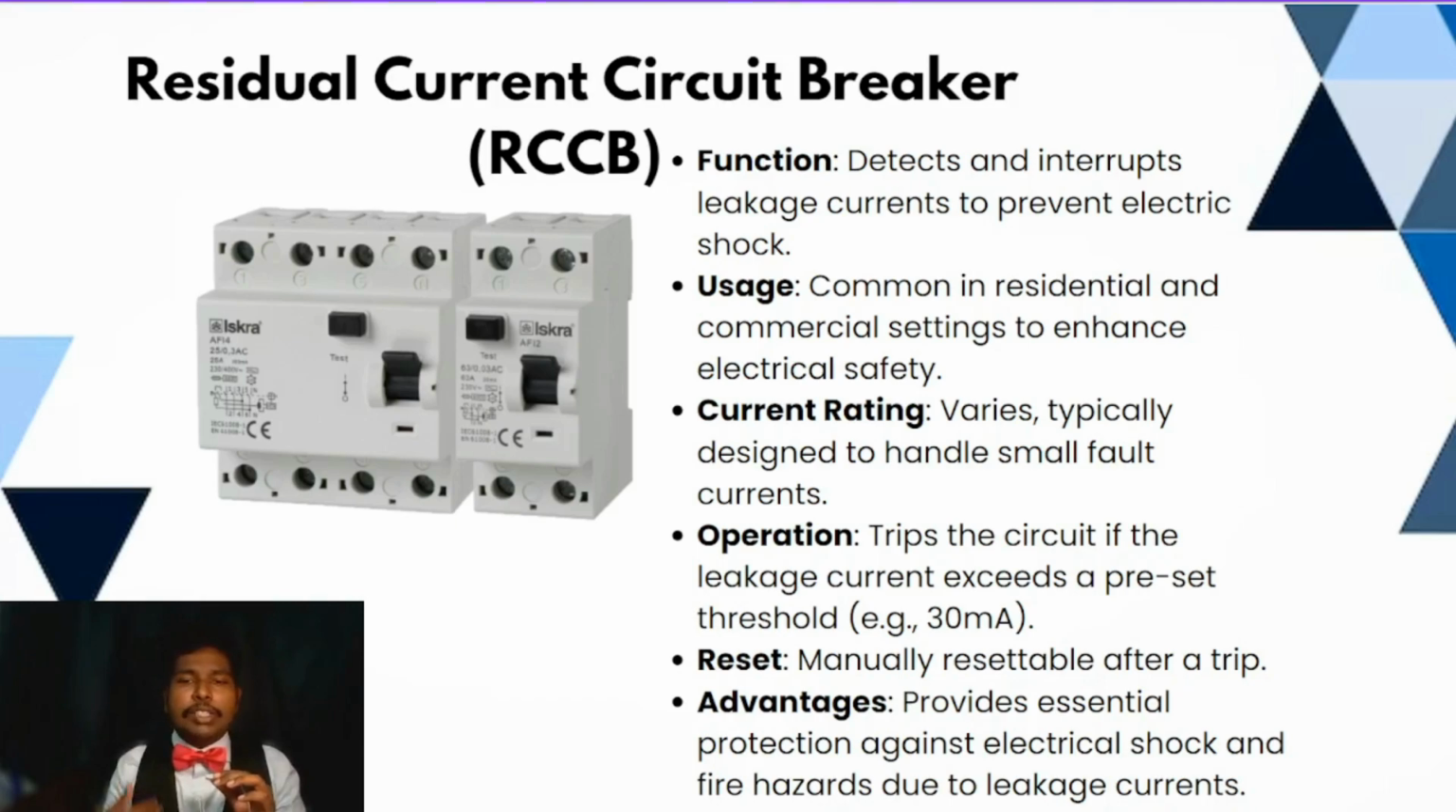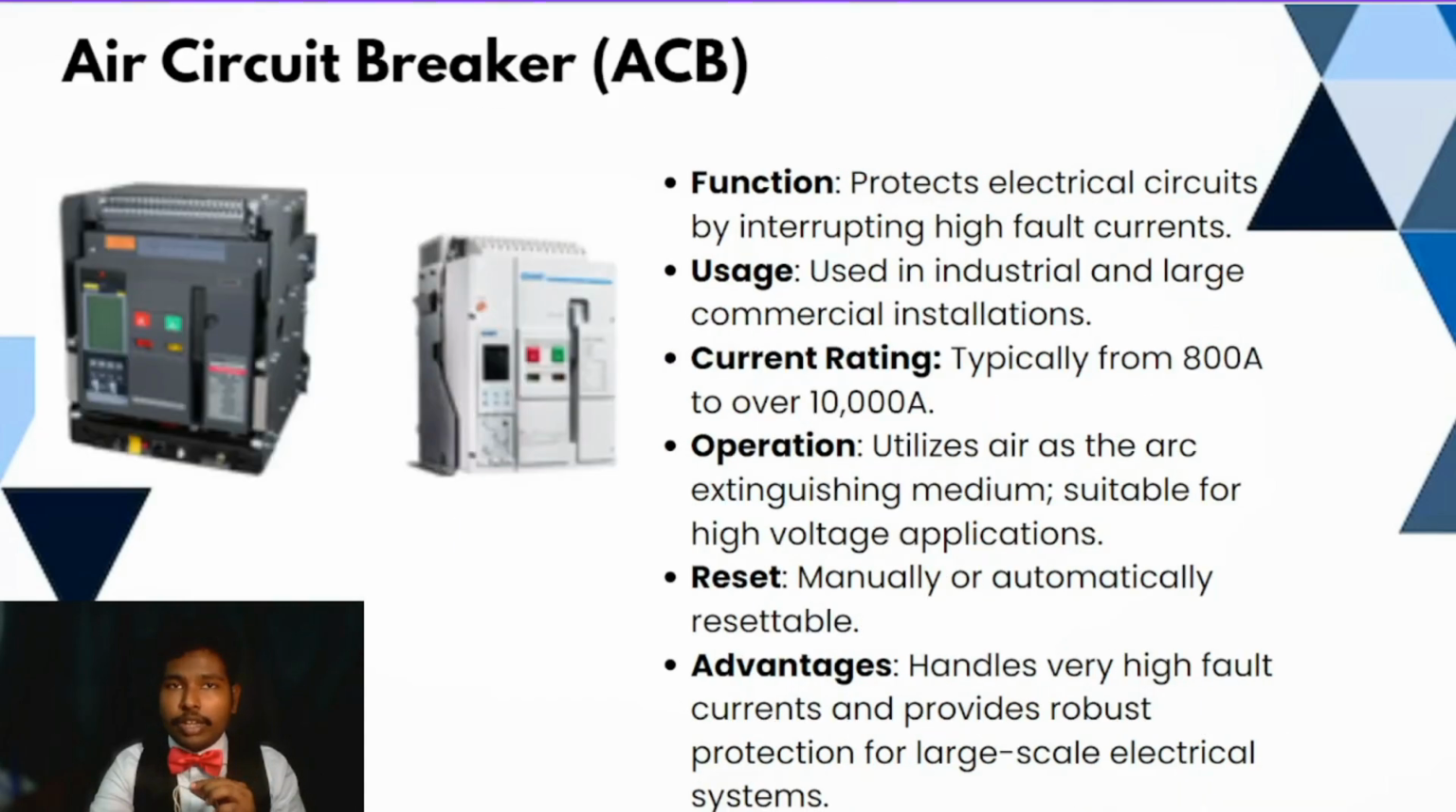Its operation trips the circuit if the leakage current exceeds a preset threshold. It can be 30 amps, 60 amps, depending on the threshold for that RCCB. It has to be manually reset once it has tripped. Advantages are that it provides essential protection against electrical shock and fire hazards due to leakage current. So this is one of the crucial components of a circuit breaker.